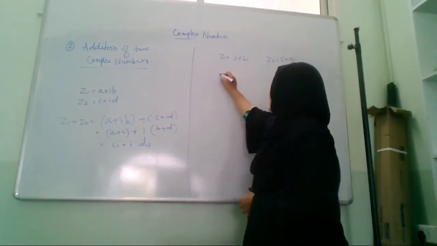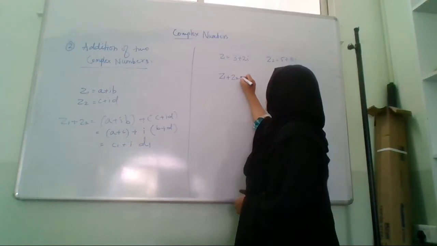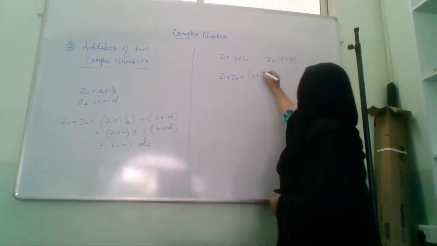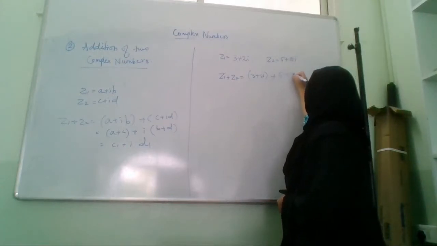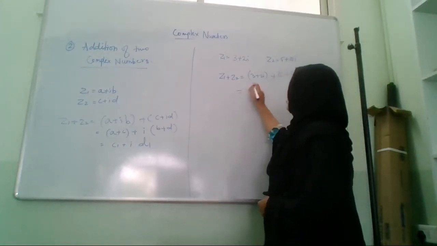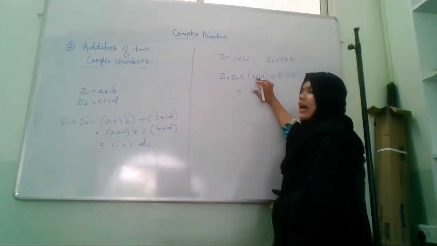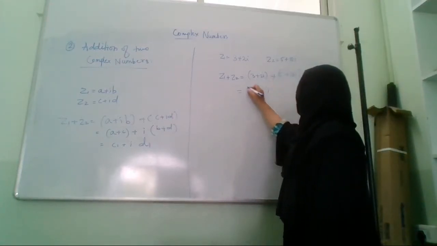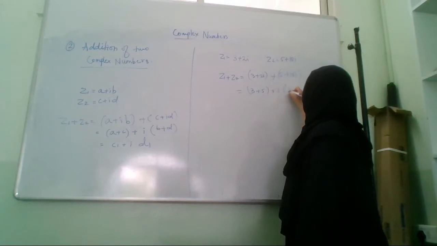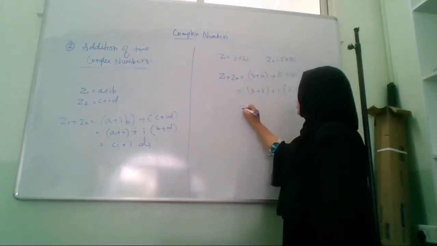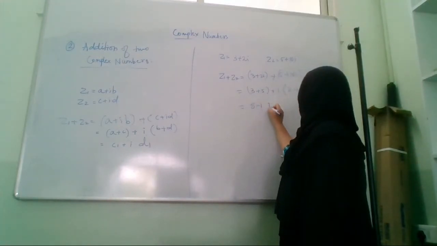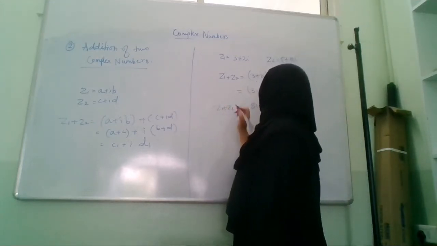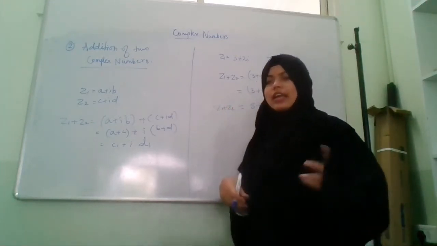So we can add Z1 plus Z2 as 3 plus 2i plus 5 plus 10i, right? So 3 plus 5, we will add the real part with the real part. 3 plus 5, and taking i common, 2 plus 10. So it will be 8 plus 12i. So Z1 plus Z2 will be 8 plus 12i.